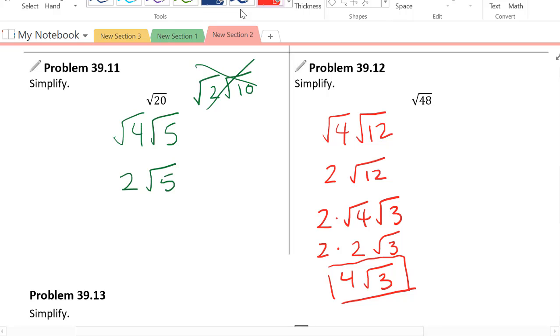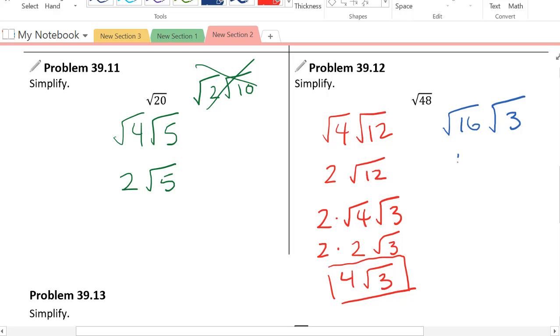Now, is there an easy way to do this? Yes, there is. The easy way is that you want to pick the biggest perfect square that can go into 48. What's a bigger number that can go into 48 that's a perfect square? Well, you think of 16, right? 16 times what is 48? 16 times 3 is 48, right? And why did I choose 16? Because 16 is a perfect square. So that's why I choose 16 and 3, because 16 times 3 is 48.